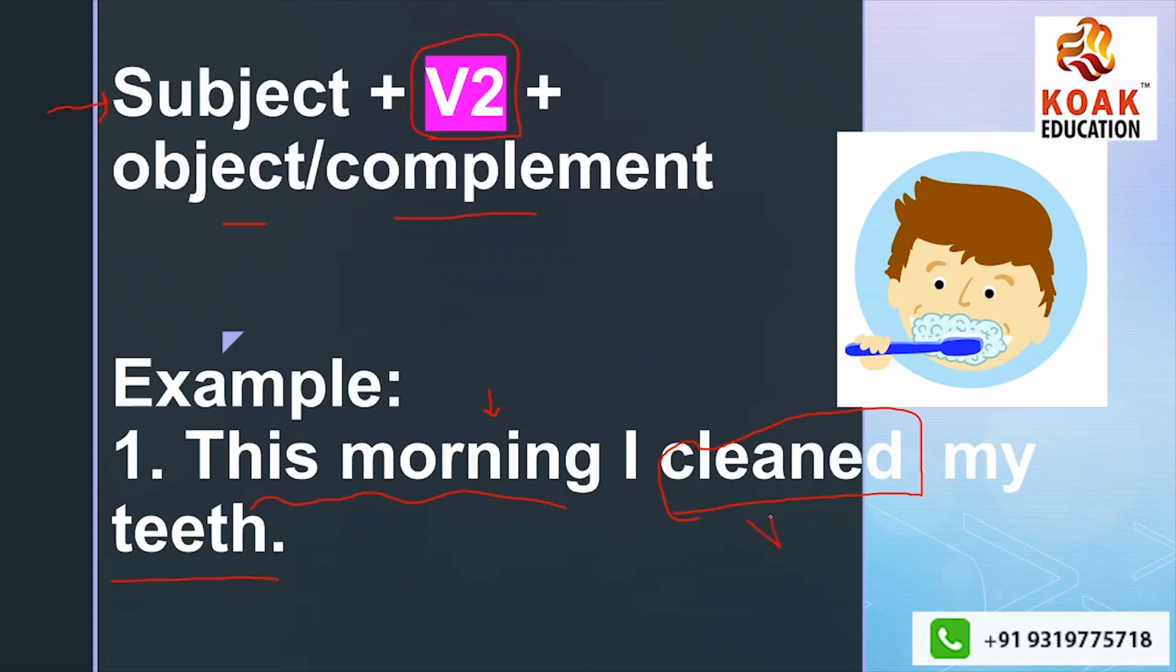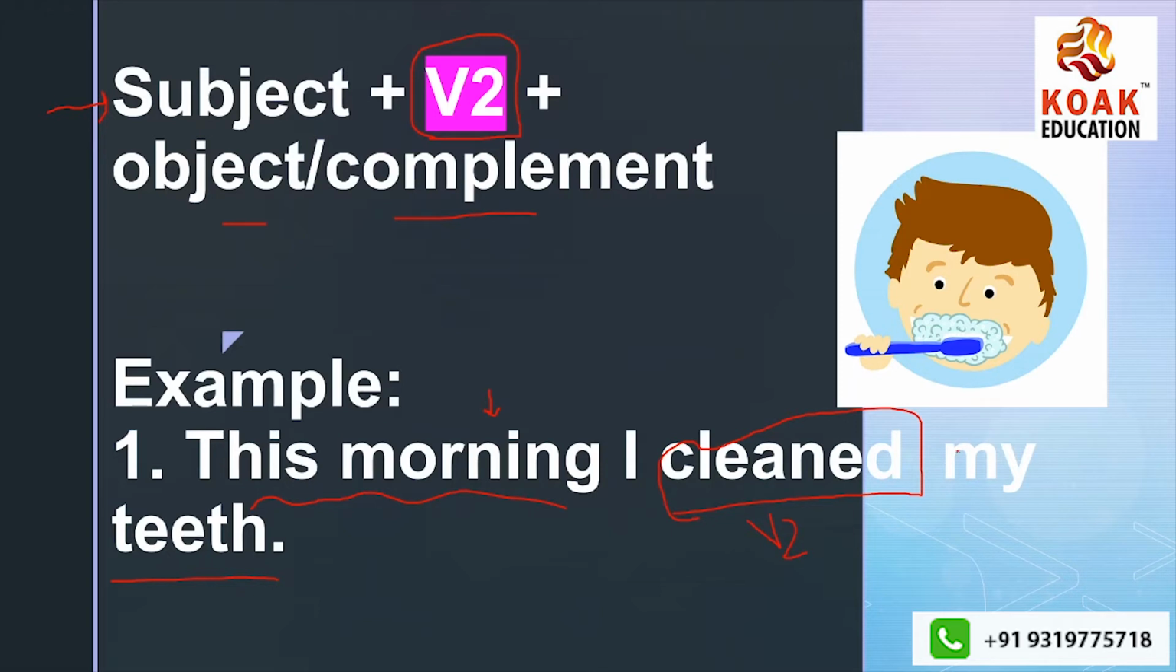Why am I using verb second form here, cleaned and not clean? Because this action is already completed in the morning. I'm not doing it now. I will not be doing it in future. I will be cleaning my teeth, that's every day, that is obvious. But I'm just telling you here as per the context. So here this action has already been done this morning, so it is taking verb second form. That is simple past. So subject, verb, object.